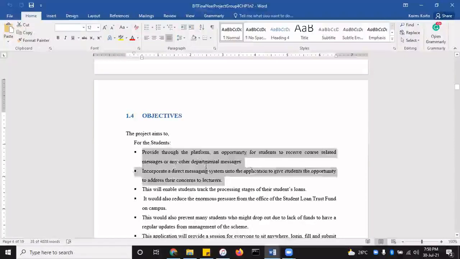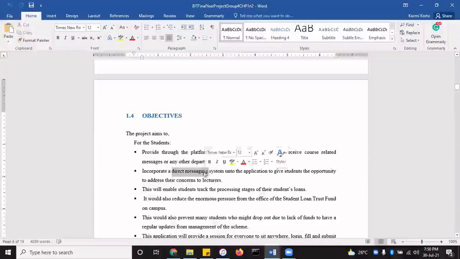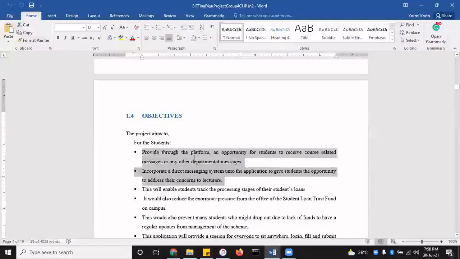Are we good? They're both talking about messaging. Messaging, the same thing, messaging. So obviously they have to be related. So that is just one objective right there.